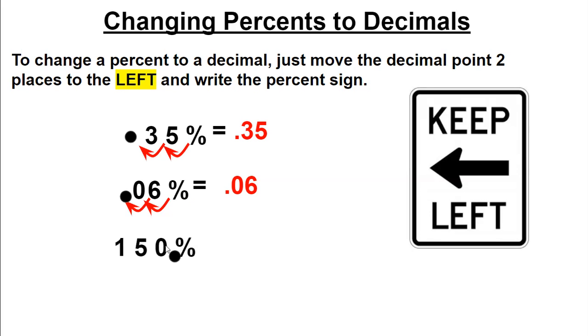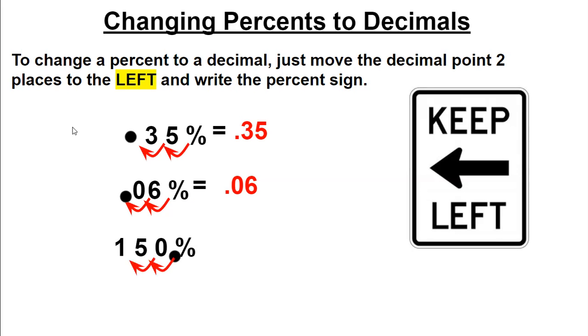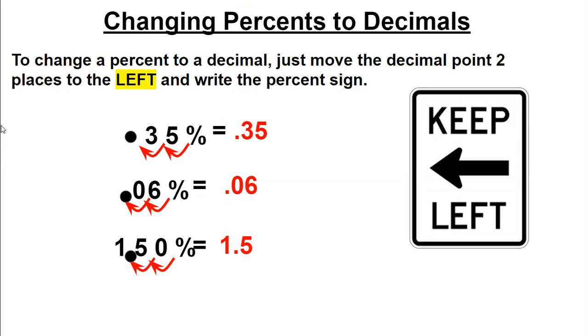150%. Put the decimal after the number. 2 to the left. 1, 2. The answer is 1.5. We can drop the extra 0 at the end because 1.50 is the same as 1.5. You wouldn't be wrong if you wrote 1.50.